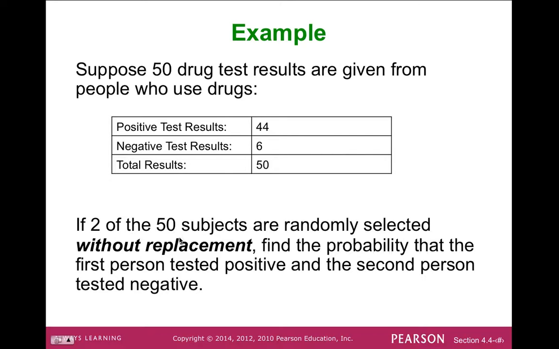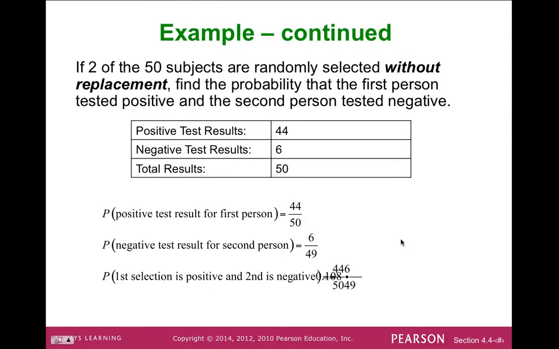So here, we're going to select 2 out of 50 subjects without replacement, meaning they are not going to go back into our group of possible results and totals for the second person. So we're going to find the probability the first person tests positive and the second person tests negative. If we take a look at our table, 44 people tested positive out of a total of 50 people. So the probability that the first person tests positive is 44 over 50.